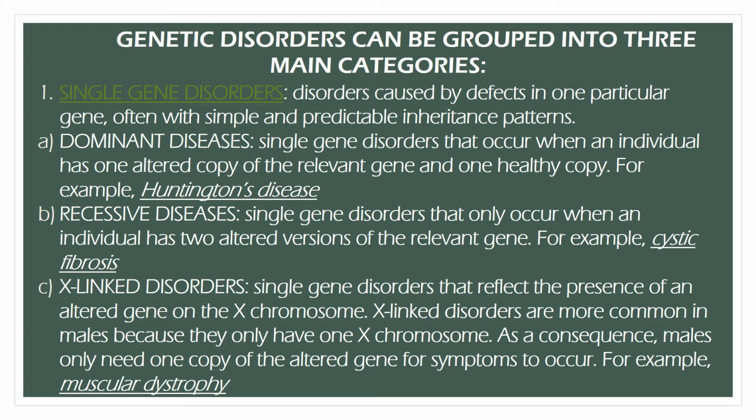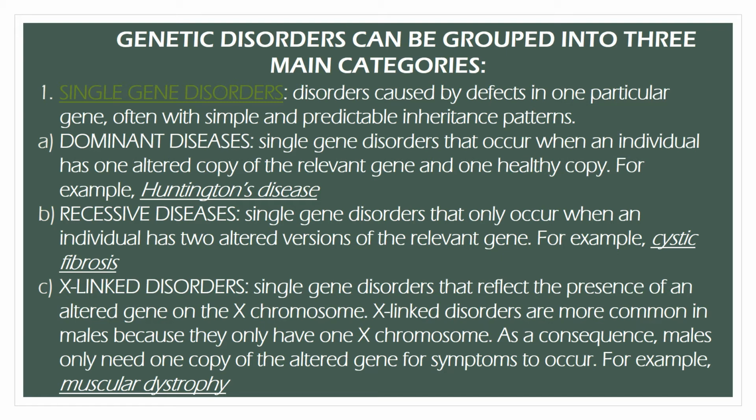So for our next disease, we have here the recessive diseases. Recessive diseases are single gene disorders that only occur when an individual has two altered versions of the relevant gene. For example, cystic fibrosis. And lastly, we have here the X-linked disorders.